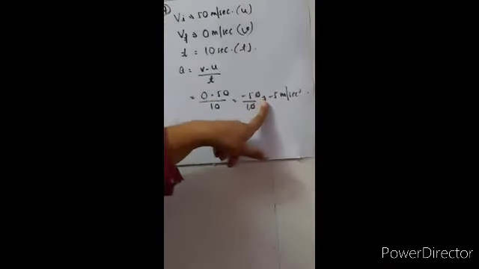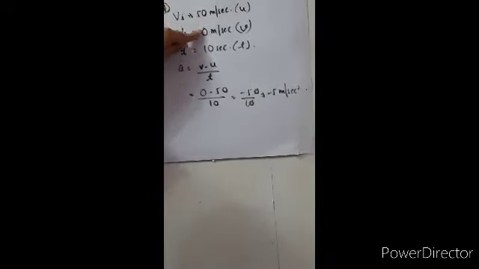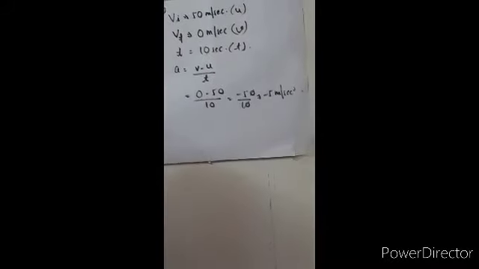Again, understand one thing over here. It is minus sign. It means which acceleration is this? This is negative acceleration. You can also understand it from here. Initial velocity is 50. Final velocity comes to 0. It means there is a decrease. So, it is negative acceleration.